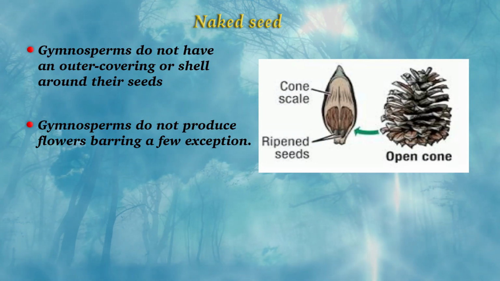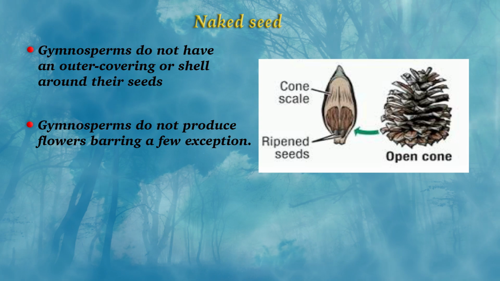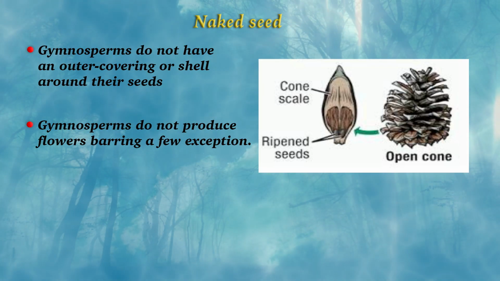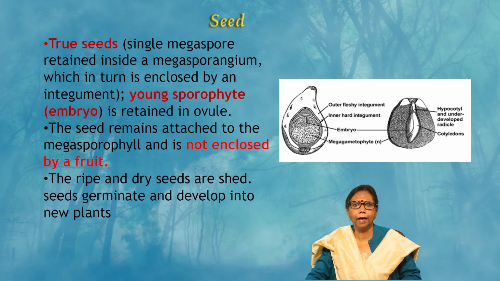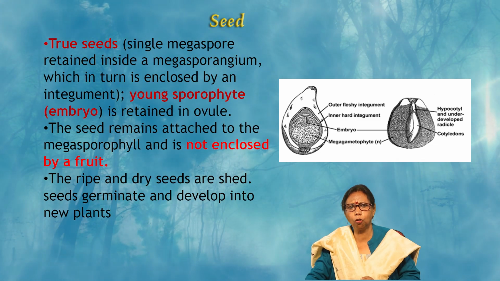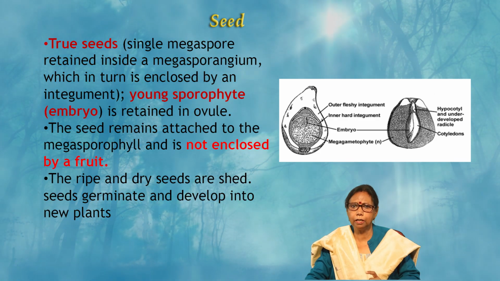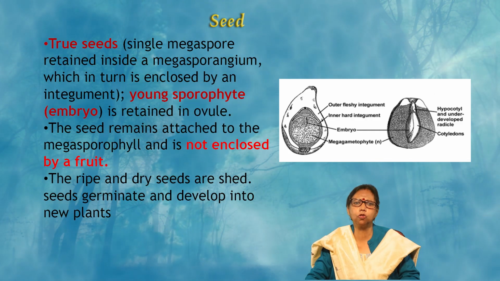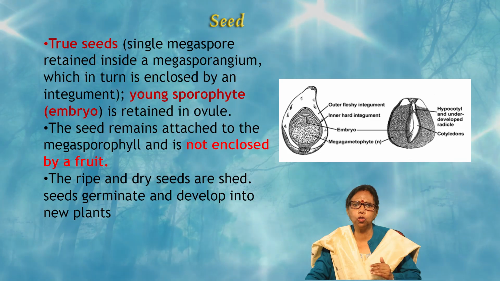The seed is naked, because it does not have the outer covering of a shell, and they do not produce flowers except for a few exceptions, but those are also not true flowers, they are flower-like, as in Gnetum. The seed is a true seed and it is inside the megasporangium. So, the young sporophyte, the embryo, is retained in the ovule and remains attached to the megasporophyll, but not enclosed in a fruit. So, gymnosperms do not give rise to fruit. The ripe and dry seeds are shed and germinate and develop into new plants.